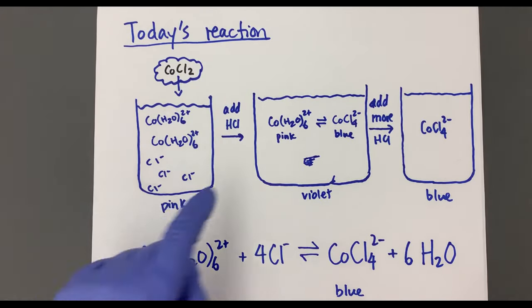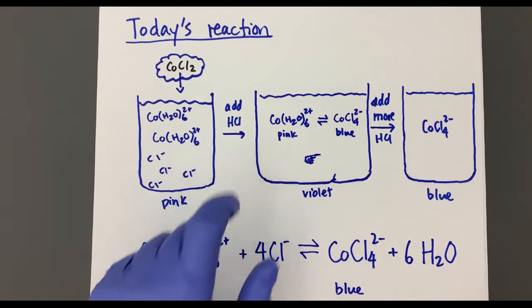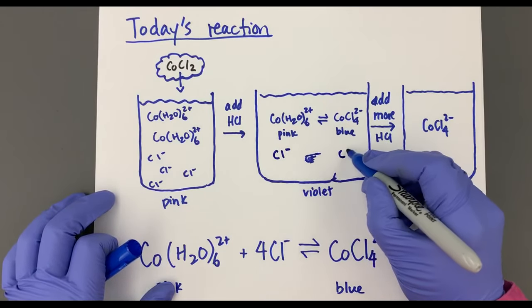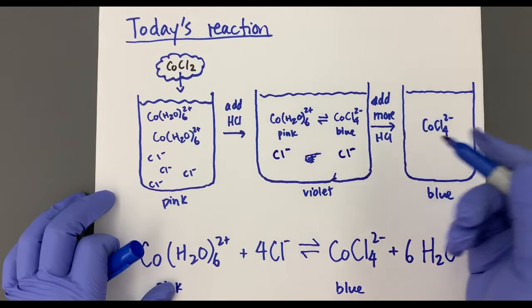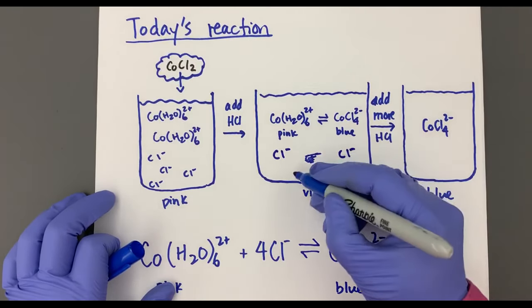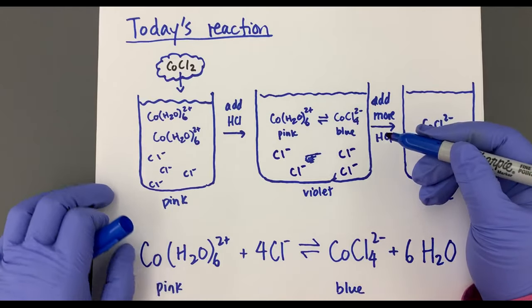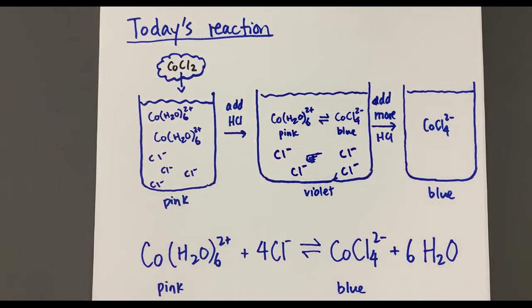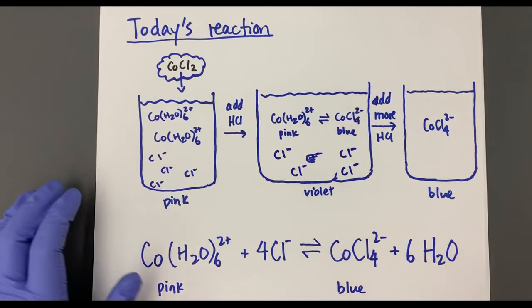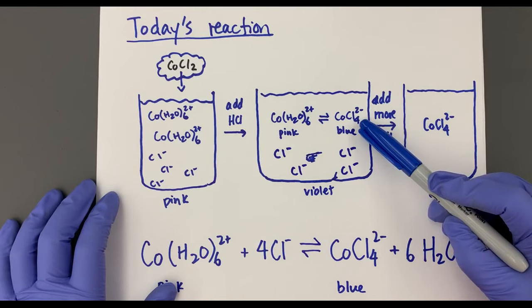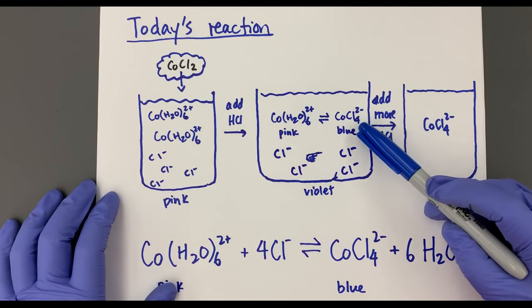Okay. Then you're going to add HCl. When you add HCl, what you're doing is you're adding really Cl-, right? You're adding H+ as well, but H+ has no effect on this reaction. You're really just adding Cl-. You're adding so many Cl-, you're starting to knock off the water on the cobalt water complex, and you're starting to form CoCl4 2-. CoCl4 2- is blue.